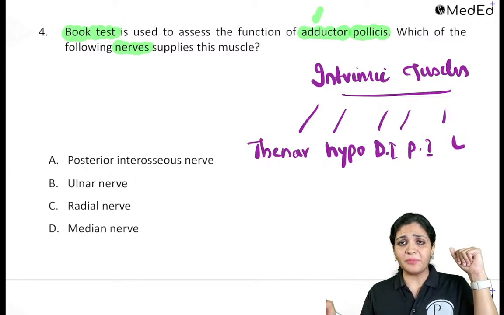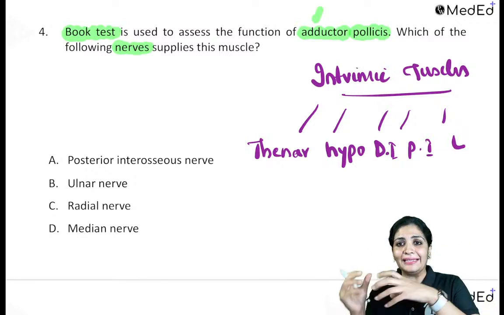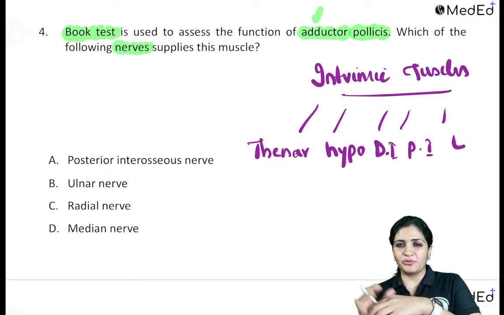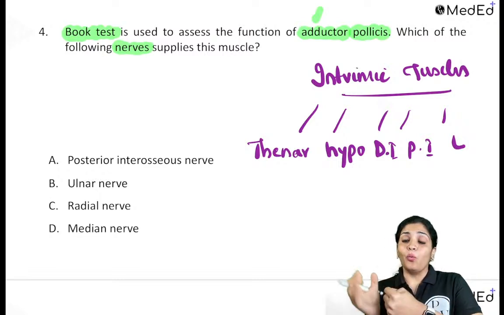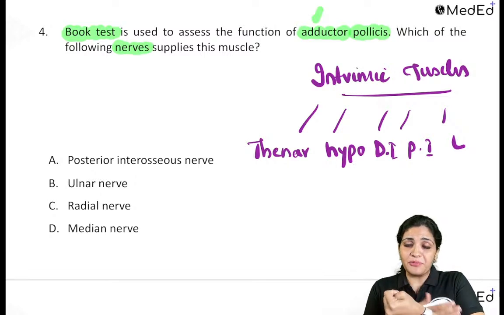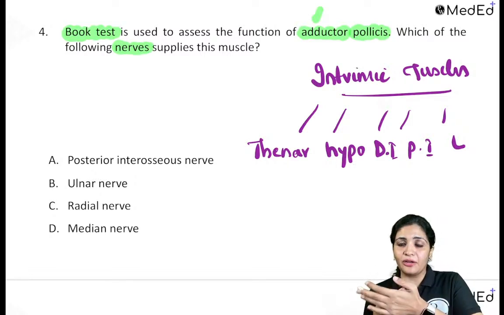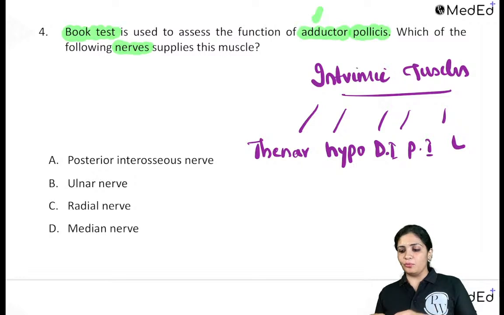Why are they called the intrinsic muscles? Because they take their origin in the hand and they get inserted into the hand. So they don't cross the wrist. Everything is present inside the hand. What comes from the forearm into the hand are called the extrinsic muscles. So these are the group of intrinsic muscles.